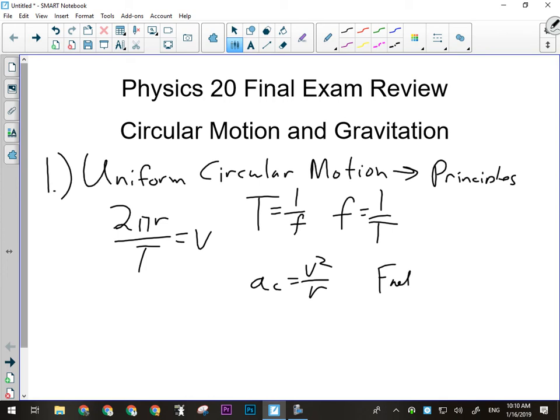And that is that F net equals mv squared over r. In other words, mass times centripetal acceleration. And that F net was our centripetal force. So that was the stuff we covered in terms of how circular motion works. There'll definitely be some multiple choice stuff about the nature of uniform circular motion.